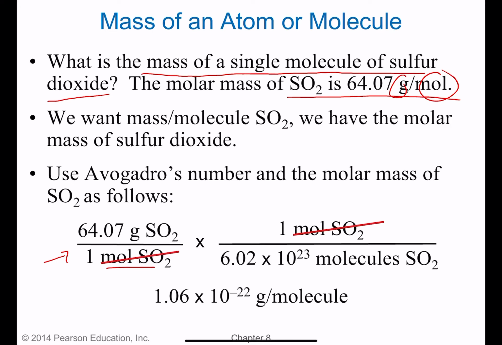And then if we use Avogadro's number to cancel the moles part of it, now our units will be grams per molecule. So that's why we have grams per molecule written here. And then we'll get some really tiny numbers. So 10 to the negative 22, that's a really, really small number. And that makes sense because molecules are super tiny. Molecules should have a very, very small mass.